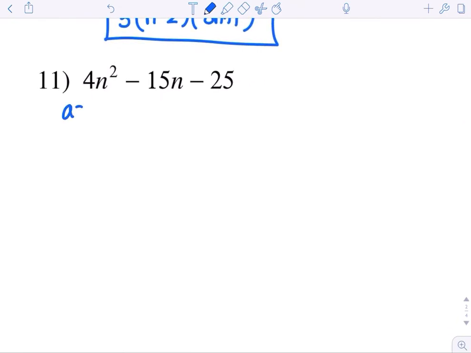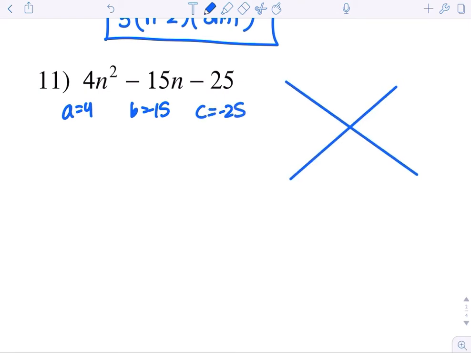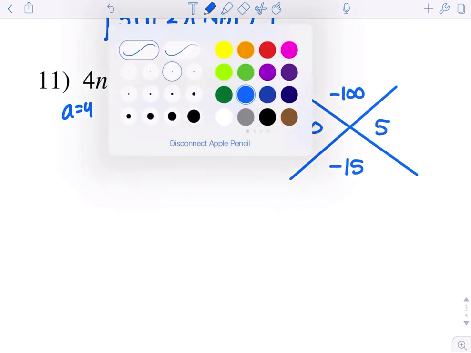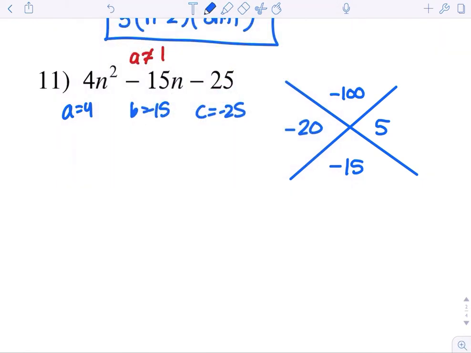Over here, a is equal to 4, b is equal to negative 15, and c is equal to negative 25. So a times c on top, that's a negative 100. On the bottom, you get negative 15. Two things that multiply to negative 100, but when added give you negative 15, that is going to be negative 20 and 5. A is not 1, so you get 4n squared, write it twice, and write these two underneath, but with the variable, negative 20n, 5n.